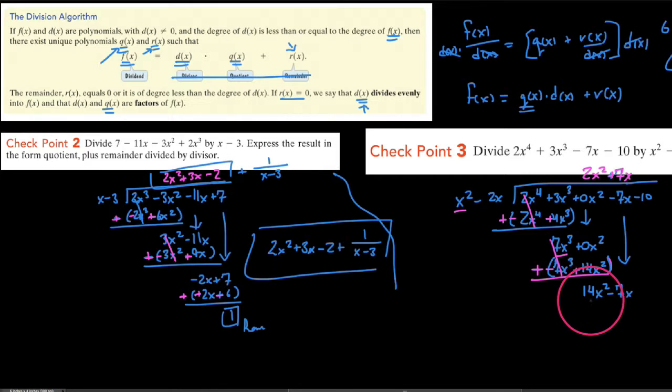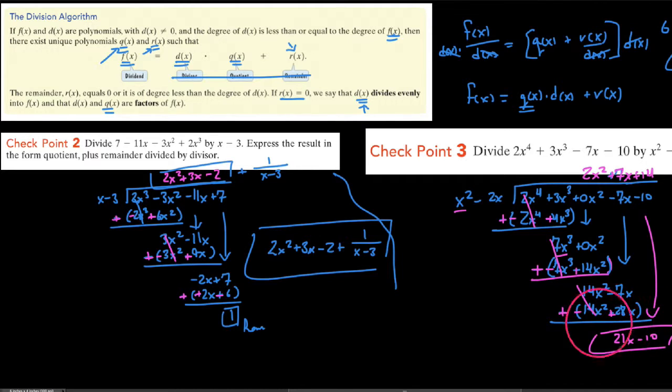x squared times what would be 14x squared? And I would say, well, then 14. So 14 times x squared is indeed 14x squared, but 14 times this negative 2x would be a negative 28x. And because we're subtracting all of this and rewriting it as adding the opposite, we actually end up with a lot of x's here. It looks like we get 21x plus a negative 10, or minus 10.